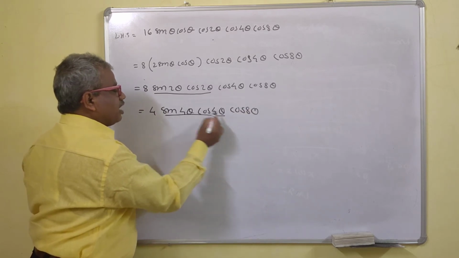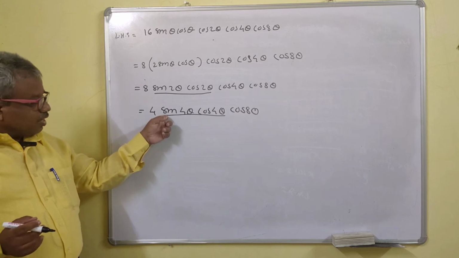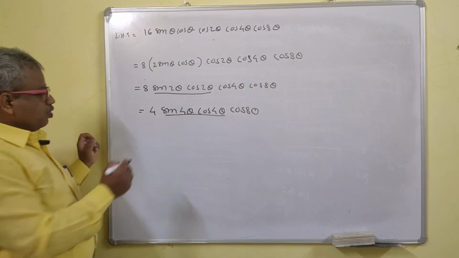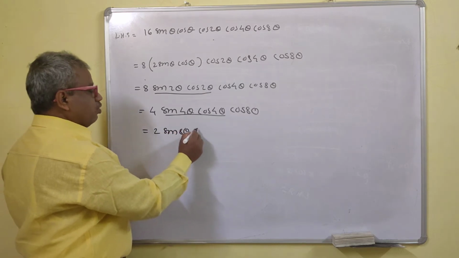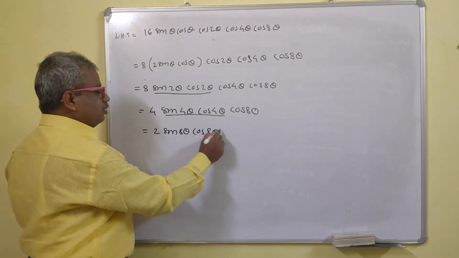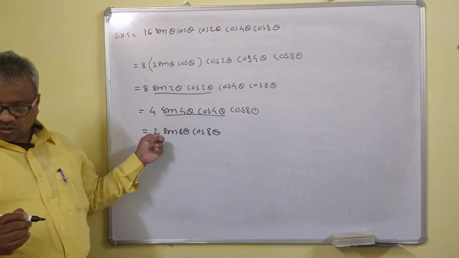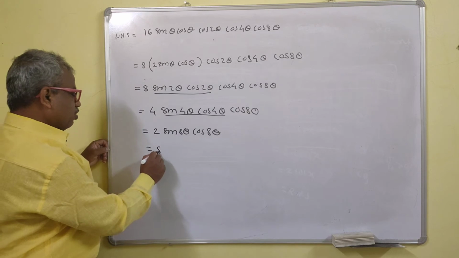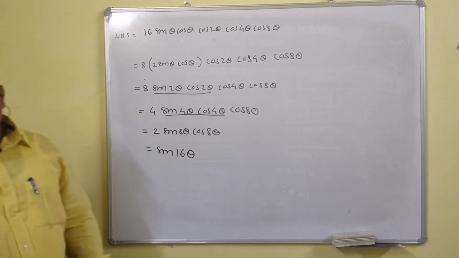Again see, these angles are same. Again we will split this 4 as 2 into 2, and we will write 2 sin 4 theta cos 4 theta as sin 8 theta. 2 sin 8 theta, now this is your cos 8 theta, right? Again, this is sin 8 theta cos 8 theta. 2 is also there. So this is what? Sine of the double of the angle. This is 16 theta. Yes. The problem is over.